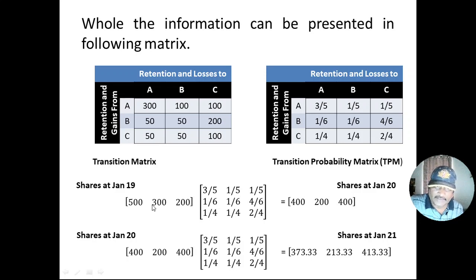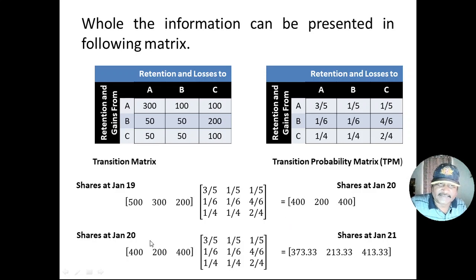One sixth of 300 customers of B, that means 50 customers of B, are attracted by A. So total count now is 300 plus 50, 350. Then, furthermore, one fourth of 200 customers of C are attracted by A. That is 50 again added to 350. That will make it 400.